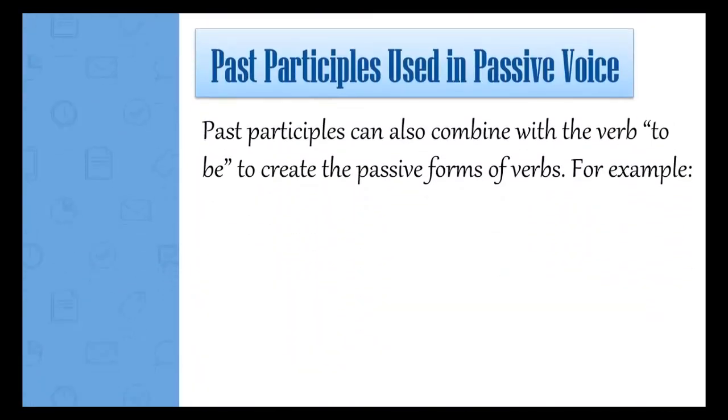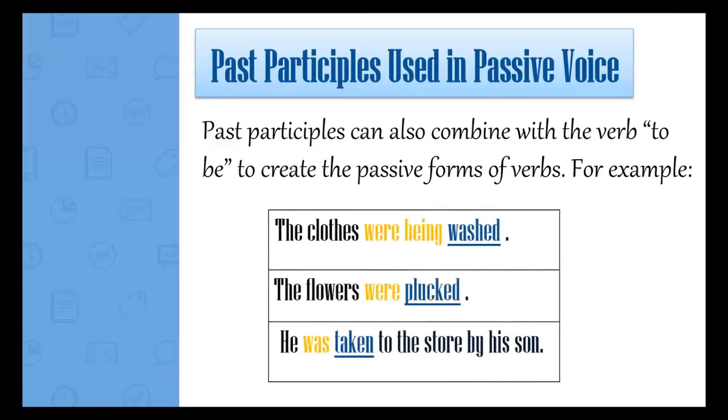Past participles can also combine with the verb to be to create the passive forms of verb. For example, the clothes were being washed, the flowers were plucked, he was taken to the store by his son. Here, the underlined words are the past participles that have been used with the be forms in passive voice.